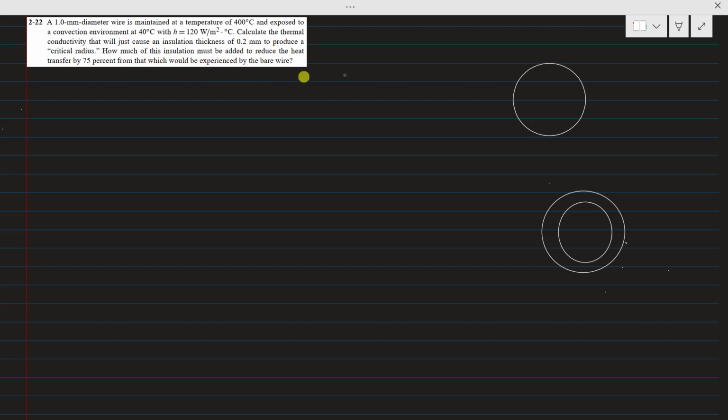So this is the bare wire, and then insulation is provided up to its critical radius. So its inner radius is Ri and its outer radius is R0. Remember, R0 is equal to the critical radius because that is provided in the statement. This is the first condition. For the second condition, we need to find the thickness of the insulation so that the heat reduction up to 75% takes place from the bare wire.